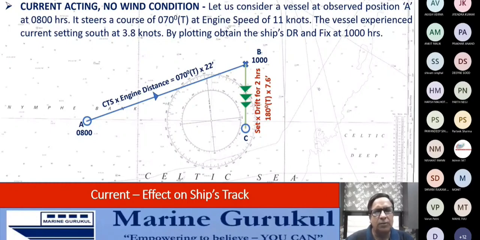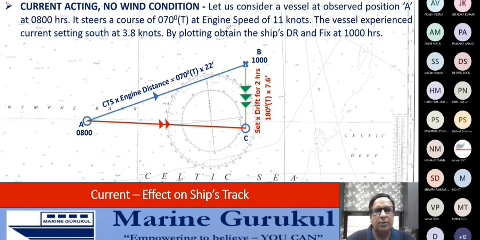And at the end of 2 hours, with both vectors acting simultaneously, the vessel would be expected to be at C. That means from 8 o'clock to 10 o'clock, C becomes my fix at 1000 hours. From 8 o'clock to 1000 hours, the track over the ground would be represented by line AC. This track over the ground we refer to as course made good as its direction and distance made good as its magnitude. It's represented by two arrows.